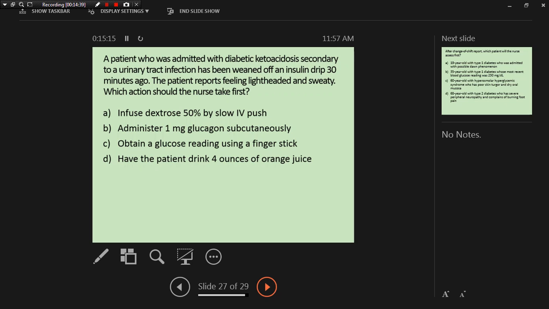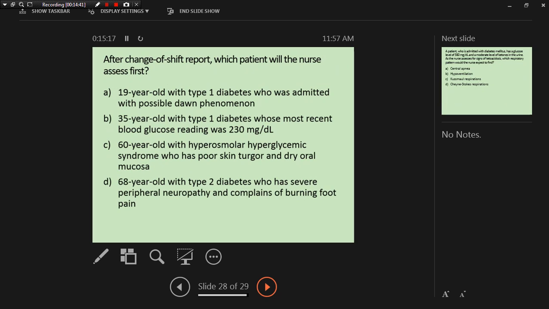So check a sugar. So after change of shift, which patient will the nurse assess first? A 19-year-old with type 1 diabetes who was admitted with Dawn phenomenon, common. A 35-year-old with type 1 diabetes whose most recent glucose was 230. A 60-year-old with HHS who has poor skin turgor and dry oral mucosa, or a 68-year-old with type 2 who has severe neuropathy and complains of burning foot pain? Well, clearly it's going to be C, the one with HHS, right?